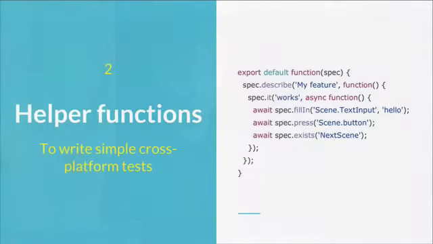The second thing is the helper functions. These are the functions like fill in and press and exists that you can see on the right. These are pretty simple at the moment, pretty bare bones. But anybody that's familiar with RSpec or Mocha or Jasmine will be pretty familiar with the way these look, and also the way that the spec file is set up. For example, in this spec, we're describing something called myFeature. We're testing that it works by filling in the scene text input with the string hello, pressing the button, and checking to see whether next scene exists.